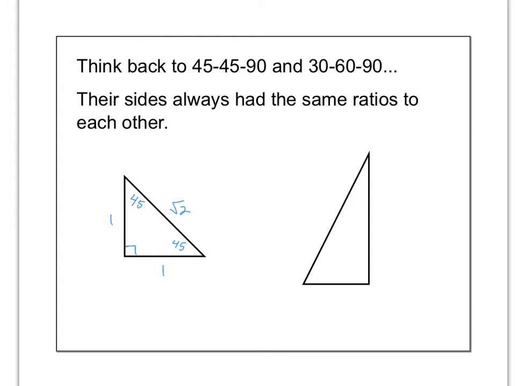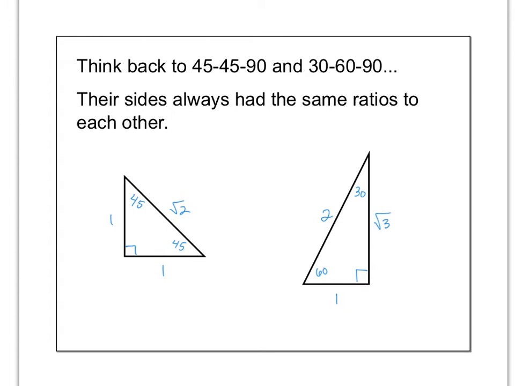In a 30-60-90 triangle, remember the angles are 30, 60, and 90. The shortest leg is across from the 30, so we'll put a 1 on the shortest leg. The hypotenuse should be twice as long, and the longer leg should be times √3. So the ratio of the sides is 1:2 to √3.